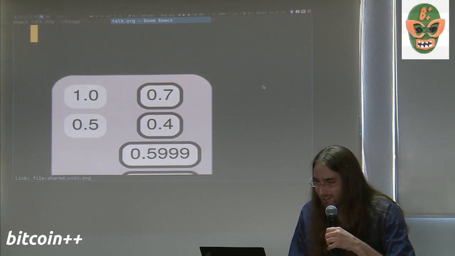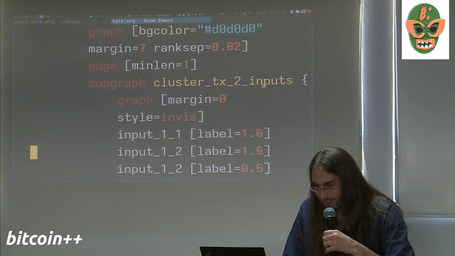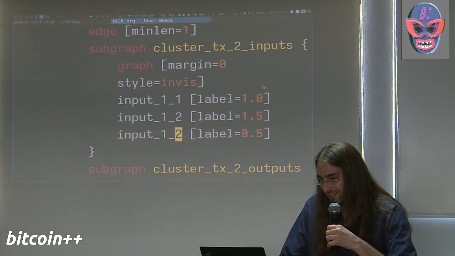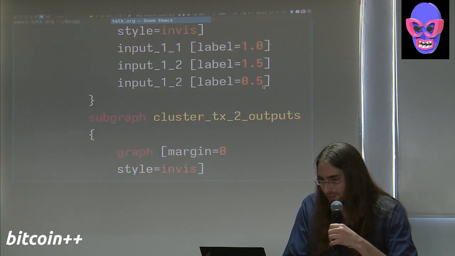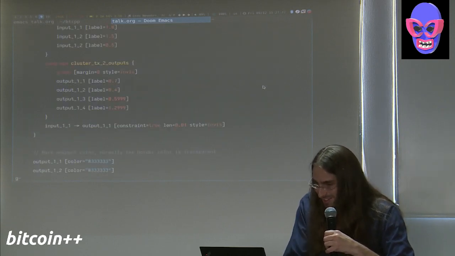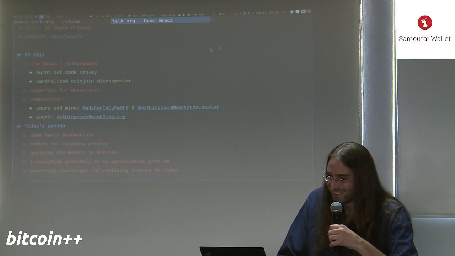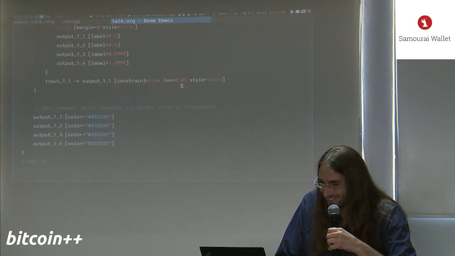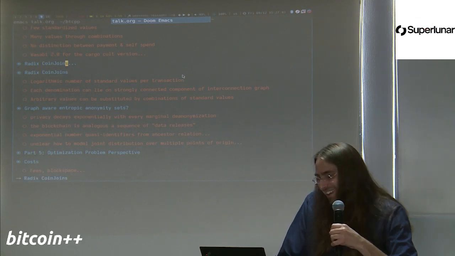I know what I did. I think I numbered some of the inputs. Yes, this is what I did. I didn't give it a distinct ID. I'm not going to fix it now. This is not the time. Oh, what have I done? Okay.